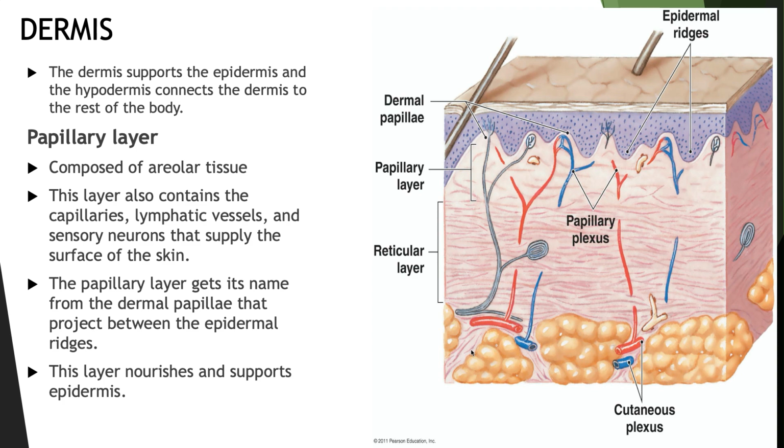All right, getting to the dermis. The dermis helps to support the epidermis, and the hypodermis connects the dermis to the rest of the body. All right, so the dermis lies between, again, the epidermis and the hypodermis, and consists of 2 layers. You have the papillary layer, which has a highly vascularized areolar tissue and has several different cell types within it. It also contains capillaries, lymphatic vessels, and sensory neurons that supply the surface of the skin. And it gets its name from the dermal papillae that project into the epidermal ridges. Remember, this helps to adhere them by increasing the surface area. Again, this layer nourishes and supports the epidermis by diffusion.